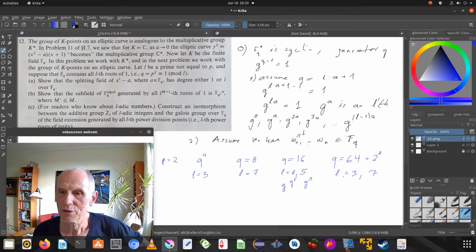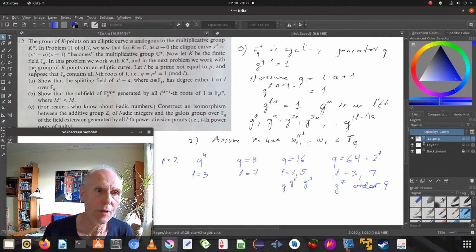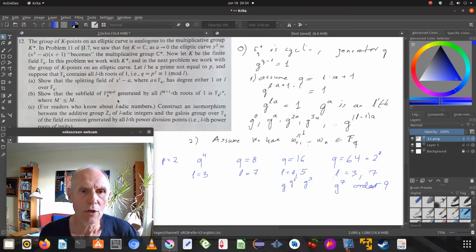And that means that if we have a generator g, then g to the 7th has order 9. That's interesting because that means that in F64 we have not only elements of order 3 but also of order 9. That made this somewhat more reasonable.